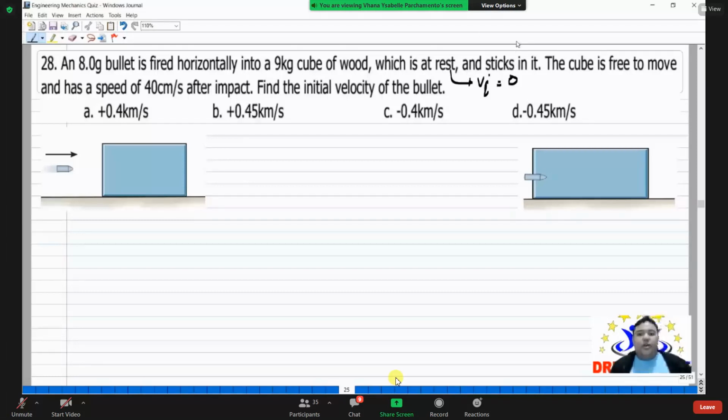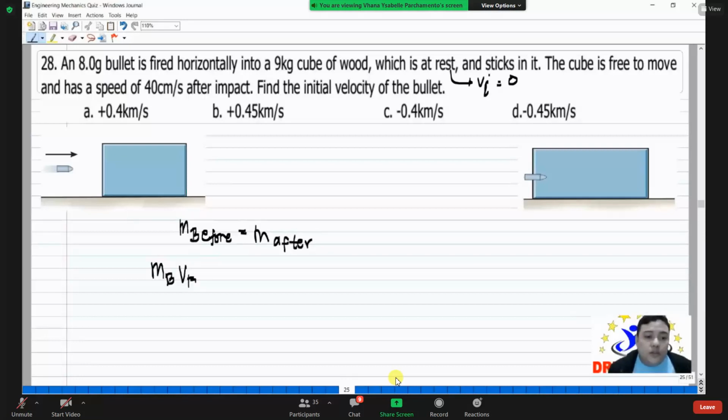VF or VI is equal to 0, and sticks on it. So ibig sabihin yung mass ng bullet at saka ng mass ng wood nag-combine after collision. So therefore, momentum before is equal to momentum after, by the conservation of momentum.